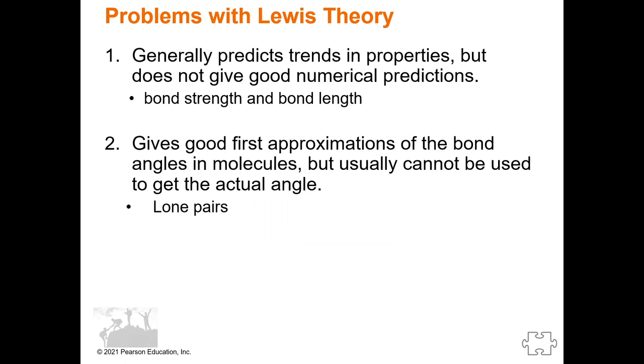Now there are several problems with the Lewis bonding theory. The first one deals with bond strength and length, and that's what we saw in the previous chapter. We can only say that triple bonds are the strongest of the three bonds, then it would be double bonds, and then single bonds would be the weakest of the three. That's all we could say. We can't say anything about numerical predictions or proportions, nothing like that. We can only give general trends of the bond strength and bond length. Another issue would be bond angles. So we know earlier in the chapter, there are ideal bond angles. But once you throw some lone pairs into the molecule, then it's harder to figure out what those bond angles actually are.